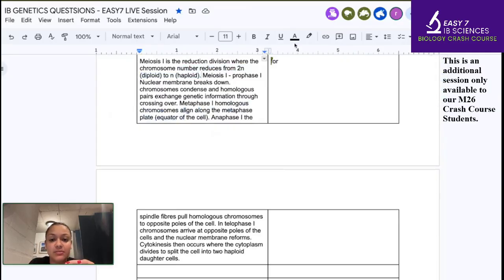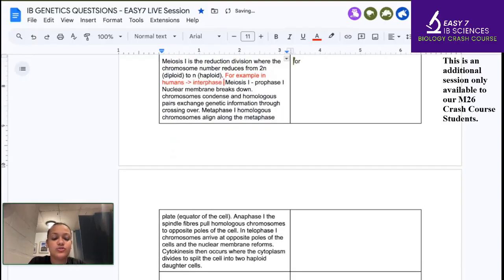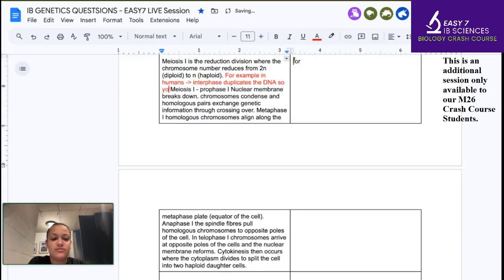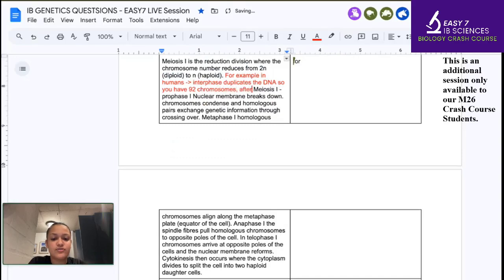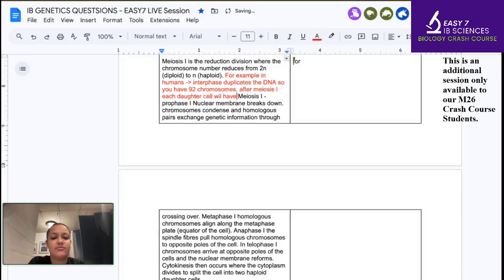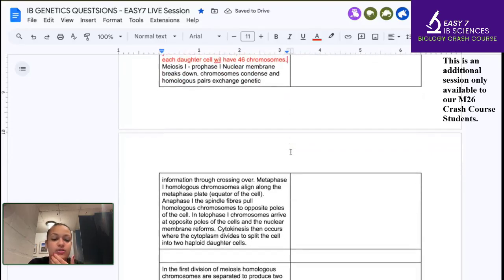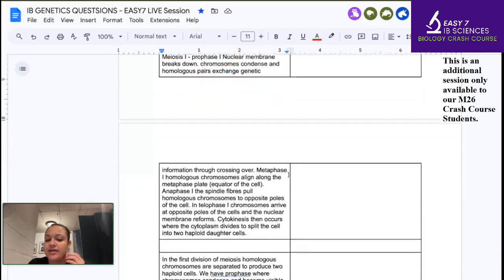knows, I would add a statement here to say, for example, in humans, okay, in humans, what happens is interphase duplicates the chromosomes, so duplicates the DNA. So you have 92 chromosomes. After meiosis 1, each daughter cell will have 46 chromosomes. Okay, again, examples are key. They are genuinely like a hack for getting points on the mark scheme. Okay, so make sure you add an example. You can add it wherever you like.